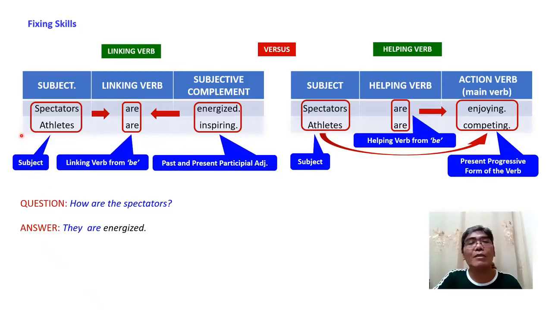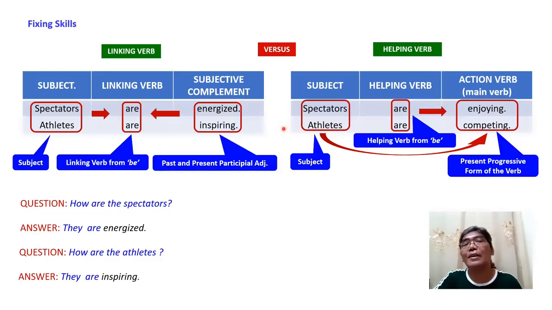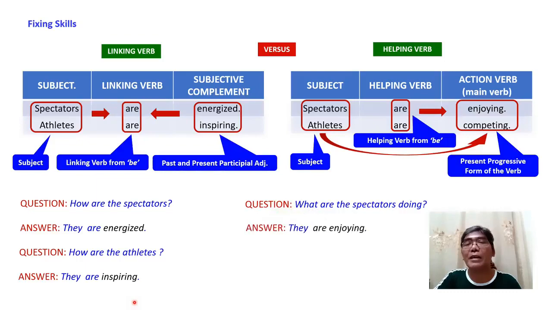The second sentence at your left side, athletes are inspiring, can also be formulated into question, how are the athletes? And this question is answered with the sentence, they are inspiring. Let us proceed to the pair of sentences at your right side. The first sentence, spectators are enjoying, can be formulated into question, what are the spectators doing? And this question is answered with the statement, they are enjoying.